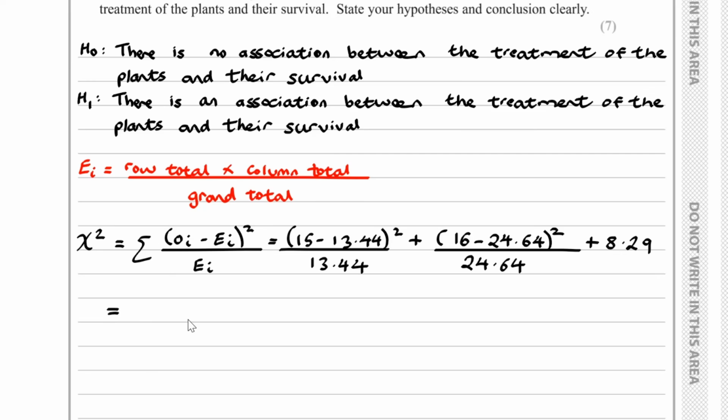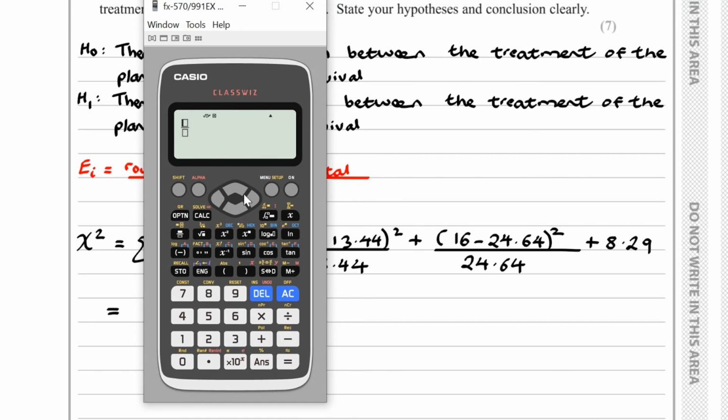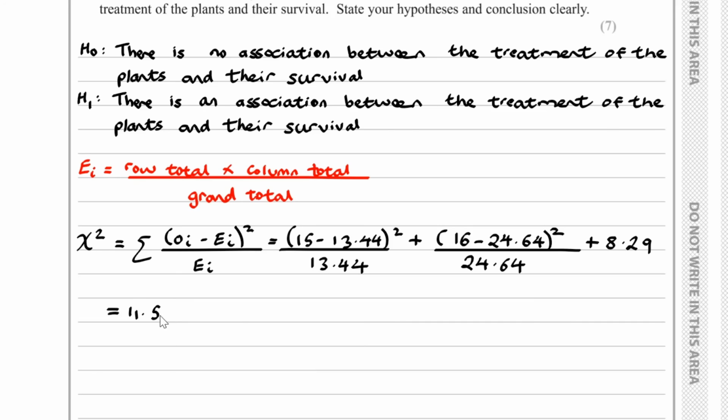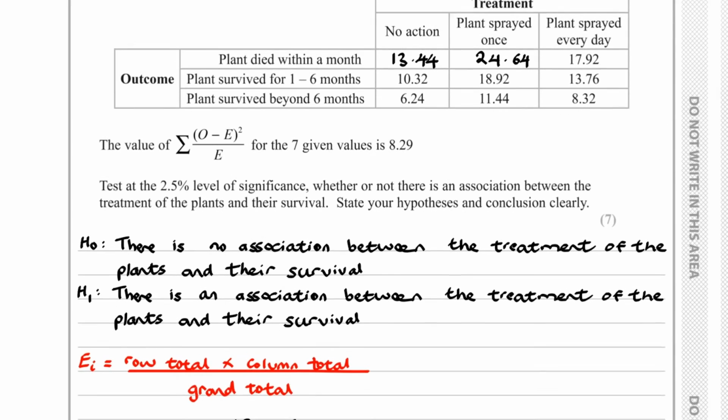So working out the value of chi-squared, we have here 15 minus 13.44 all squared over 13.44 plus 16 minus 24.64 all squared over 24.64, and then we add on 8.29, so we come out with this value over here of 11.5006, etc. Now we can calculate the degrees of freedom for this contingency table.